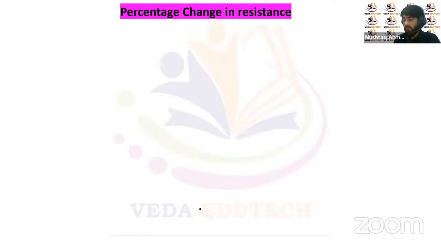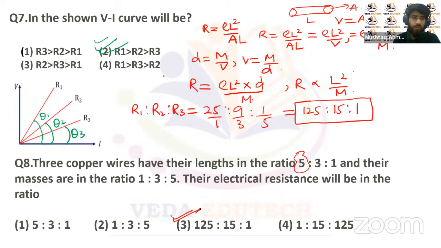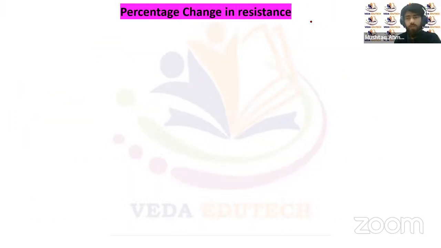Now let's discuss the percentage change in resistance in the conductor. You can see here, let's suppose we have this conductor of length L, and the area of cross section of this conductor is A. Then the resistance of this conductor is given by rho L upon A. So this is the resistance of the conductor.